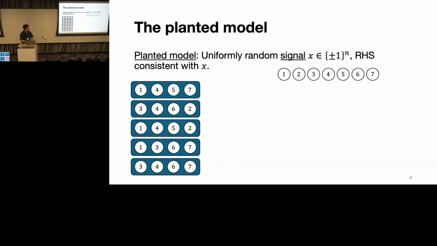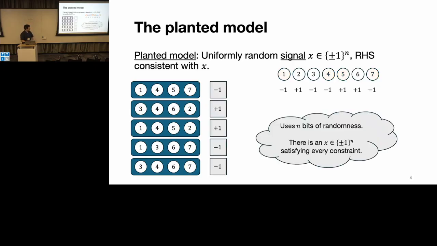So for example, here are the 7 vertices, the variables. I sample a plus minus 1 label for each one, and then when I'm trying to decide the right-hand side of the first equation, I look at what are the 4 variables that were in that equation. I multiply together -1, -1, +1, -1, that's -1. So I put a -1 there. And I do the same for every equation. So this model uses n bits of randomness as opposed to m on the previous slide, and it has the property that there now exists an assignment x which satisfies every constraint. So this is a strong contrast to the previous slide.